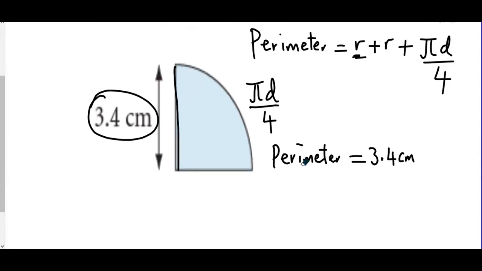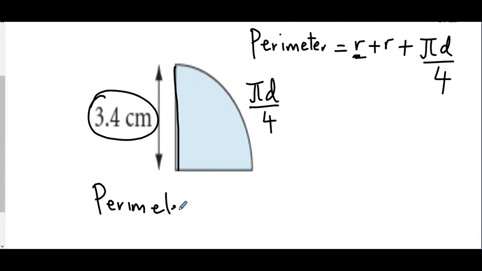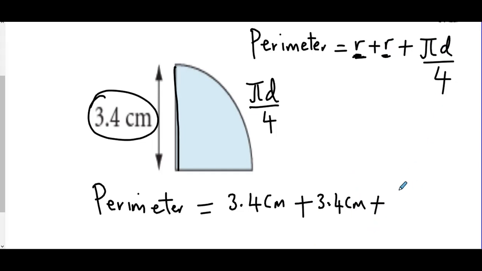Okay, that space would not be enough because it is too lengthy. Let me write here. So perimeter of this quarter circle will be equal to radius, which is 3.4 centimeter, plus again another radius, which is 3.4 centimeter, plus the pi, 3.14 times the diameter. Now see, the diameter. Here I don't know the diameter. Here I know the radius.